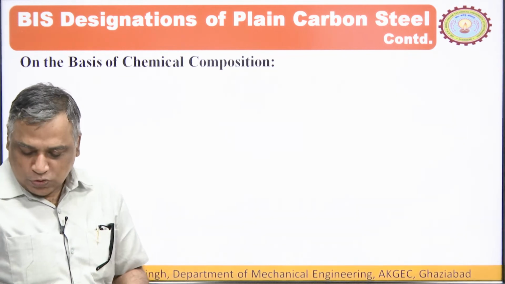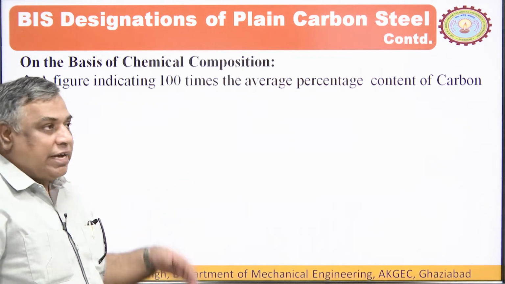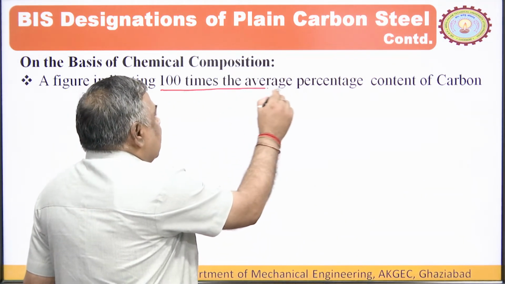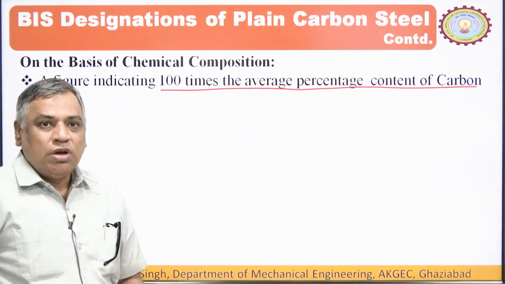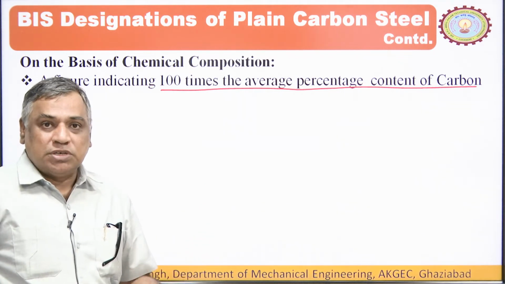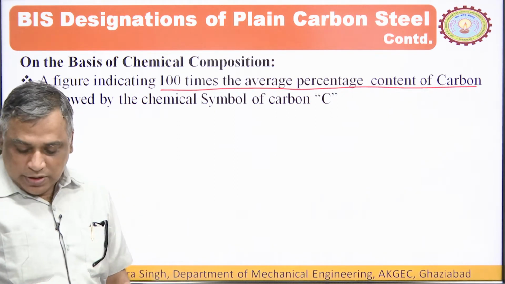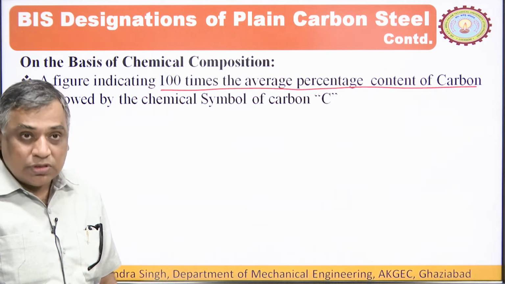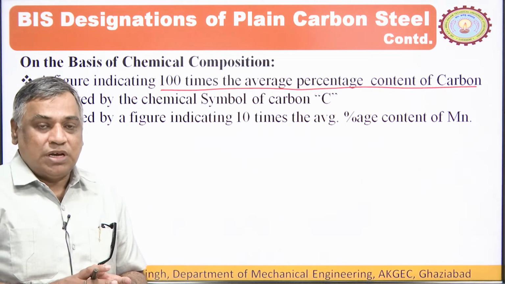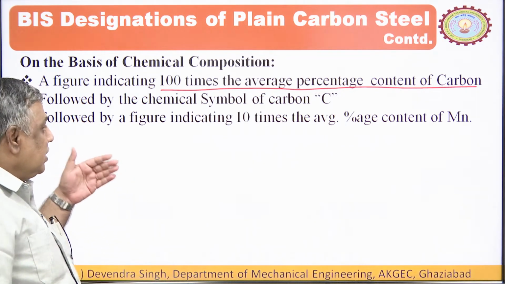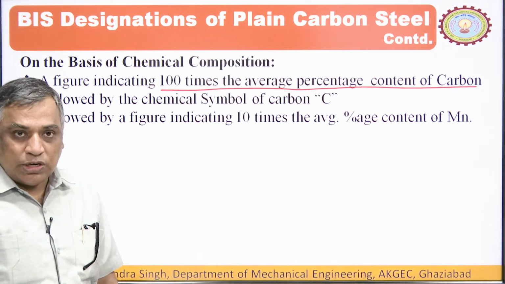So, what are these, we talk about now. The first figure indicates 100 times the average percentage content of carbon. The first figure you write, or you will see to decode, is always 100 times the average percentage content. It is followed by a chemical symbol of carbon, that is capital C. Then it will be followed by 10 times the average percentage content of manganese. If this is a plain carbon steel, then this is the set standard method or standard steps to designate a plain carbon steel or to decode it.